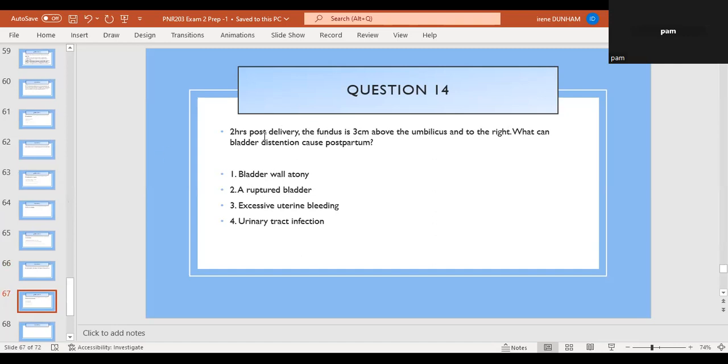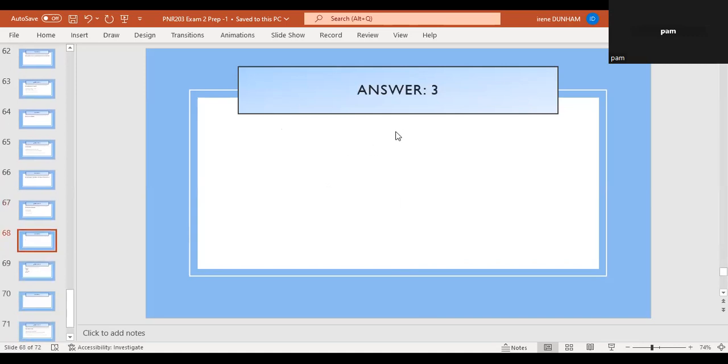Okay, so let's go back up to the question. What's the question asking me? So we're 2 hours post-delivery. The fundus is 3 centimeters above the umbilicus. Well, we know that that's not right. It should be at the level of the umbilicus. And now it's to the right. What's pushing it to the right? So what can bladder distension cause? Okay, so the bladder is distended. What does that cause? That causes her to have more bleeding. And we know that. So let's go down to choices. And I would choose number 3, excessive uterine bleeding. You see how I took that question apart? That's how you have to look at these questions. Oh, I'm right. Answer is 3.